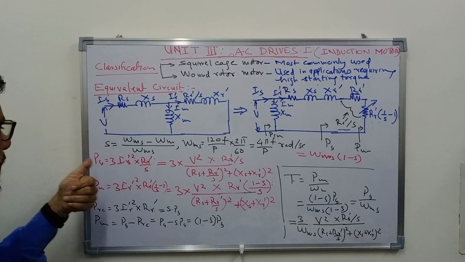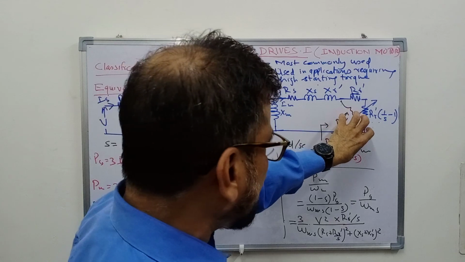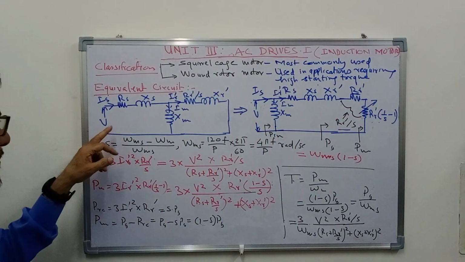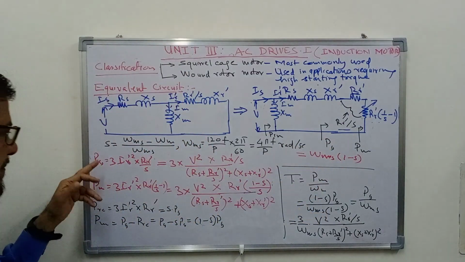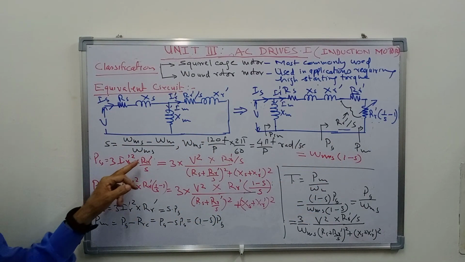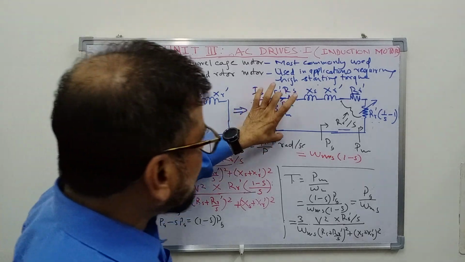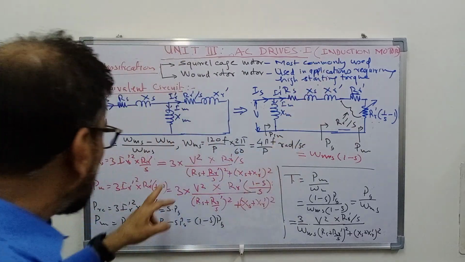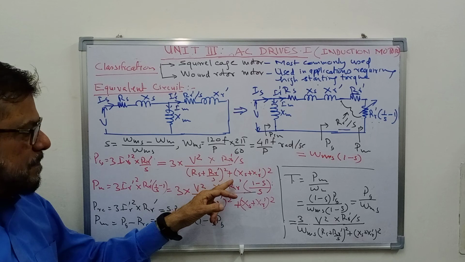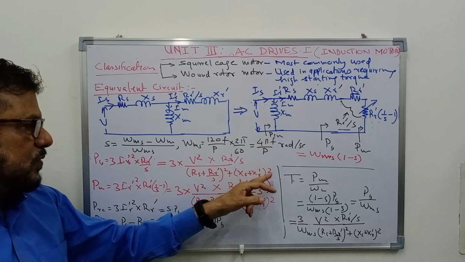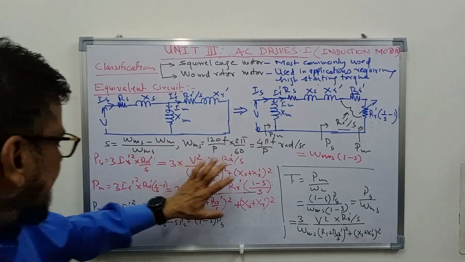For example, if you want to know what is the air gap power, you simply find out the power loss across the resistance RR dash upon S. So it is 3 times because this circuit is a per phase circuit. So the actual power will be 3 times this. So 3 into IR dash square into RR dash upon S. And if you put the value of IR dash, that is voltage upon this total impedance, you will get V square upon RS plus RR dash upon S square plus XS plus XR dash square. So this gives you the value of air gap power.